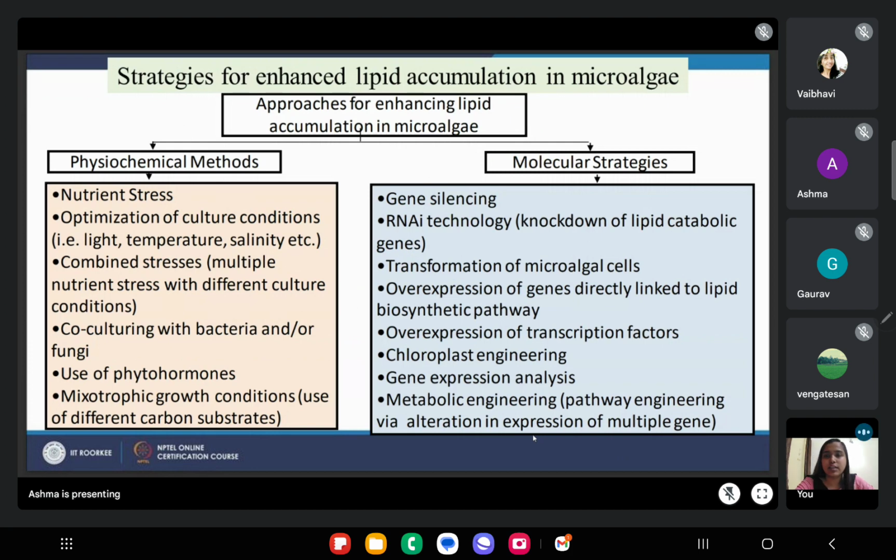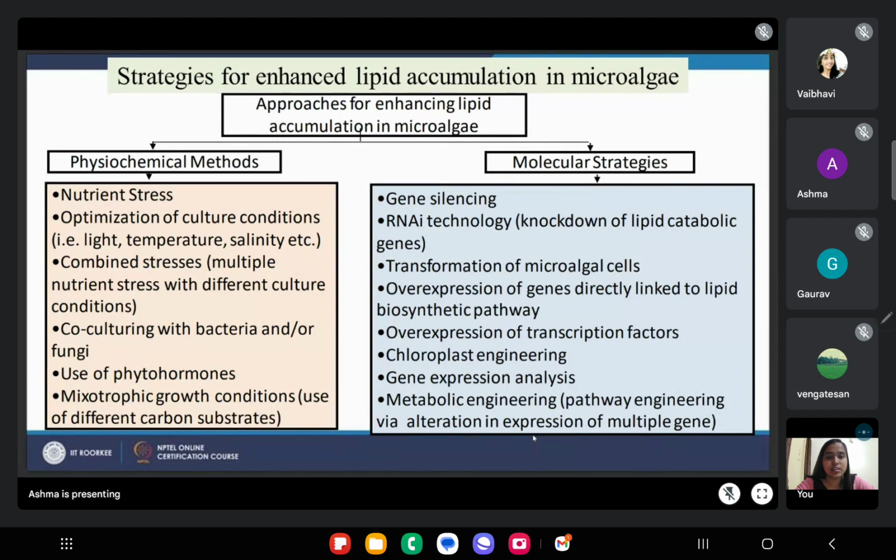Next, some of the strategies to enhance the lipid accumulation in microalgae. There are two approaches. First is the physicochemical method, and next is the molecular strategy. In the physicochemical method, first is nutrient stress. If there is nutrient stress, then the conditions for algae will be very adverse, and in that condition algae will not try to accumulate the organic carbons in their body. Rather they will use it and go through some other routes and produce lipid and other things which are required for their survival. Next is optimization of culture conditions.